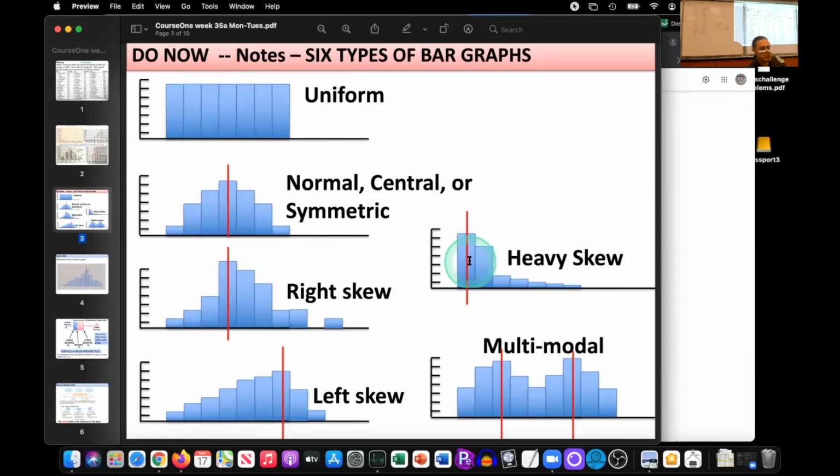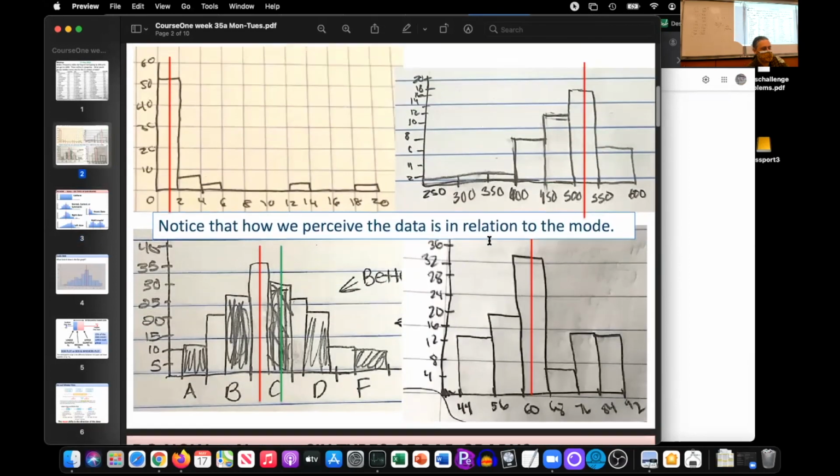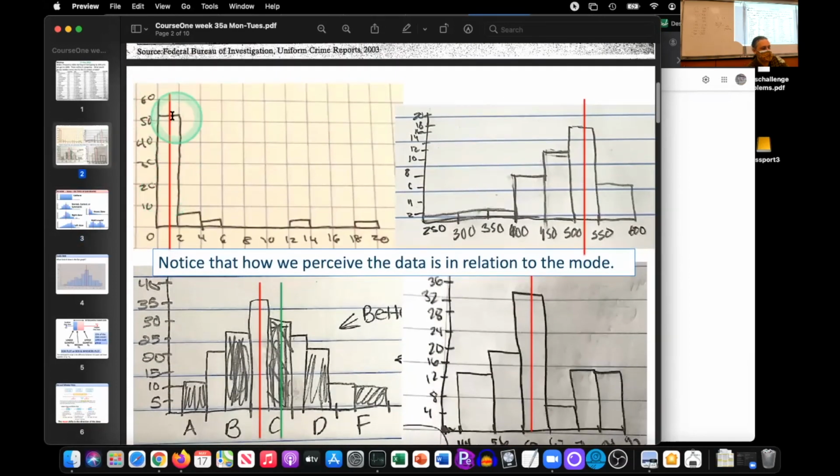So with this particular example, there's no bars to the left of the mode. All the bars are to the right of the mode. And that's an example that we had right here last week when we were looking at the GDP, gross domestic product. 52 of the 60 nations were in this bar. So this is very heavily skewed.